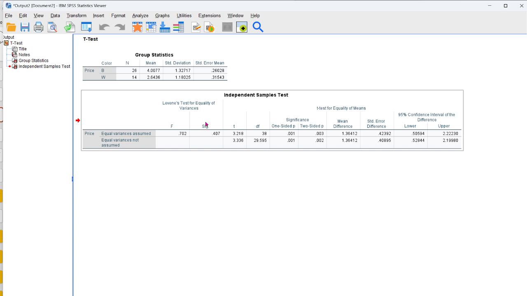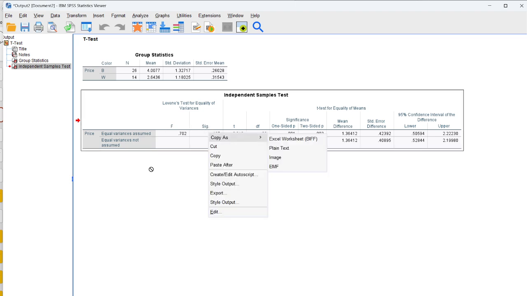But Levene's test has a p-value associated, which is 0.407. What that means is that there's no significant difference in these standard deviations, and you can use the equal variance assumed row. Now there's two rows here. They're actually running two tests, which is a little tricky to see. So they're running a test in the first row, assuming the variability is equal in the groups, and the second row is if they're not. You use the second row if the Levene's test is less than 0.05 and significant. Otherwise, you use the first row.